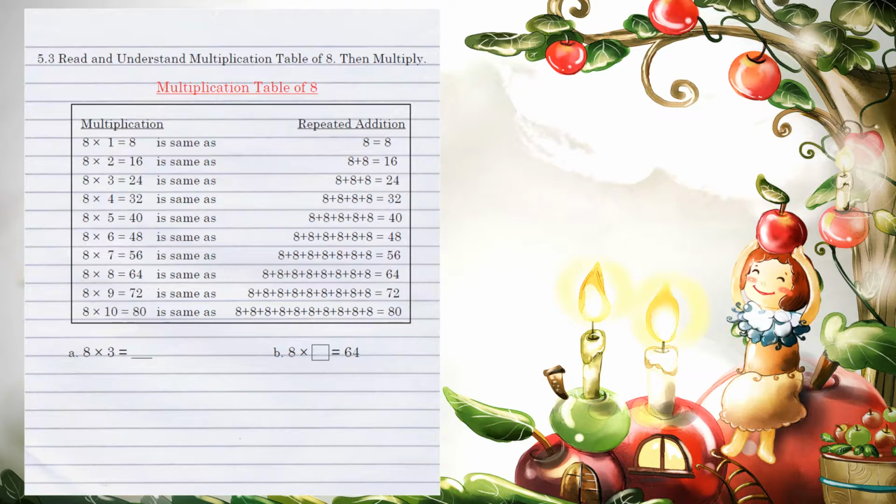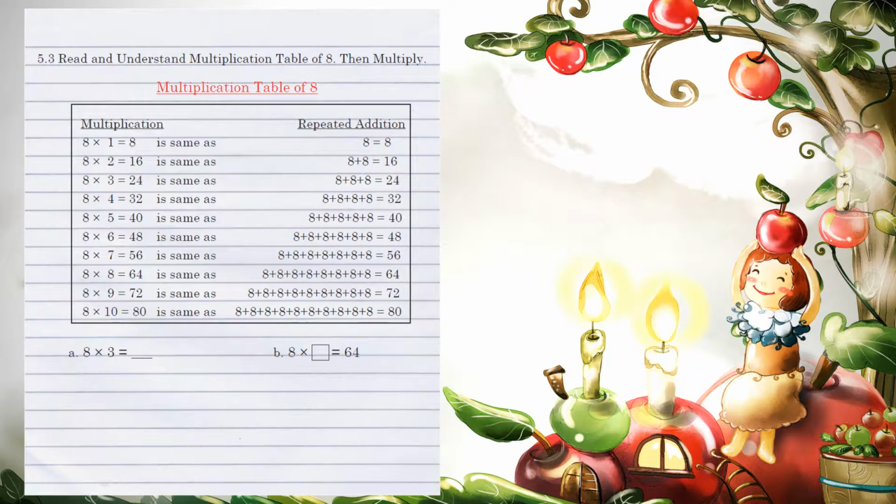Unit 5.3, multiplication table of 8. 8 times 1 means I have one group of 8 for an answer of 8. 8 times 2 means I have two groups of 8 for an answer of 16. 8 times 3 means I have 3 groups of 8 for an answer of 24.